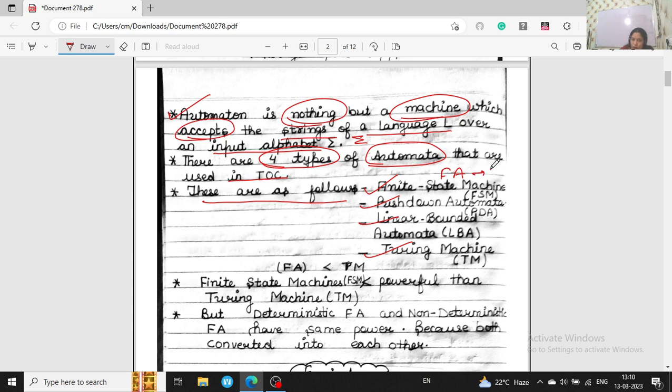In the previous video, I have already discussed which machine is used by which language. FA is used by regular language. Push down automata machine is used by context free language. Linear bounded automata is used by context sensitive language. Turing machine is used by recursive enumerable language.